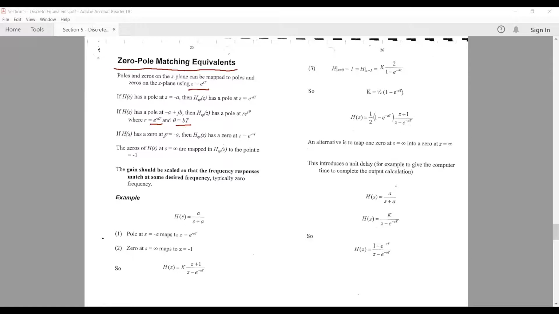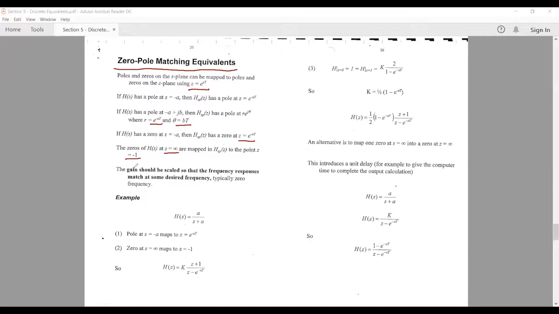Now moving on to the zeros. If H(s) has a zero at s = -a, then H_zp(z) has a zero at e^(-aT). Again, this is for zeros. The zeros of H(s) at s = infinity, that is when the numerator of H(s) is a constant, are mapped in H_zp(z) to the point z = -1.